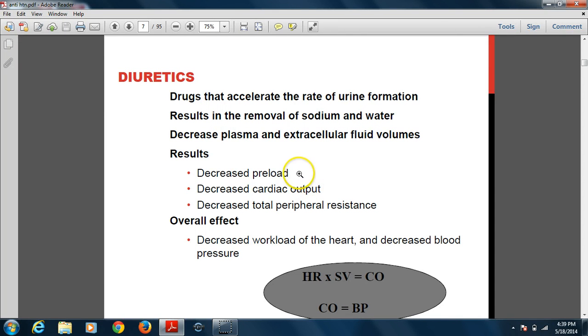So what comes with that is decreased preload. That's the volume that goes into the heart. We decrease that. We get decreased cardiac output, and we also get some decrease in peripheral resistance. The overall effect is decreased workload of the heart and decreased blood pressure. So you get that fluid out of the system, and it's going to decrease blood pressure, and that's how diuretics work.